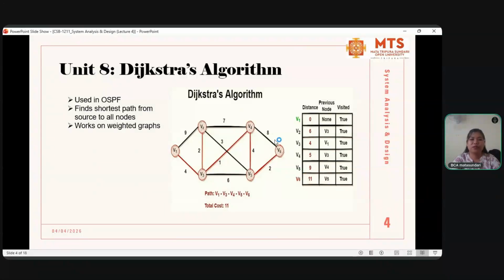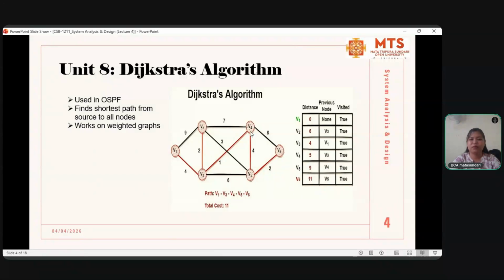Now reaching V5, which path will we choose? Reaching V5, we will choose the minimum weight. So here 5 plus 4 will be our minimum. 5 plus 4 is 9. So 9 is the distance to reach V5, and V4 is the previous node.